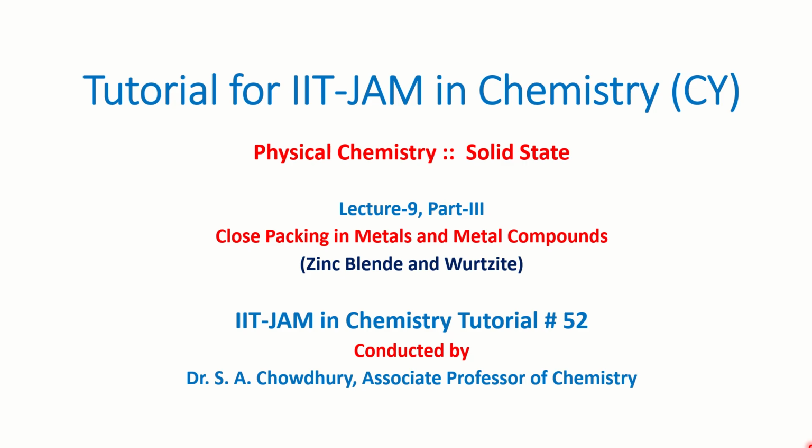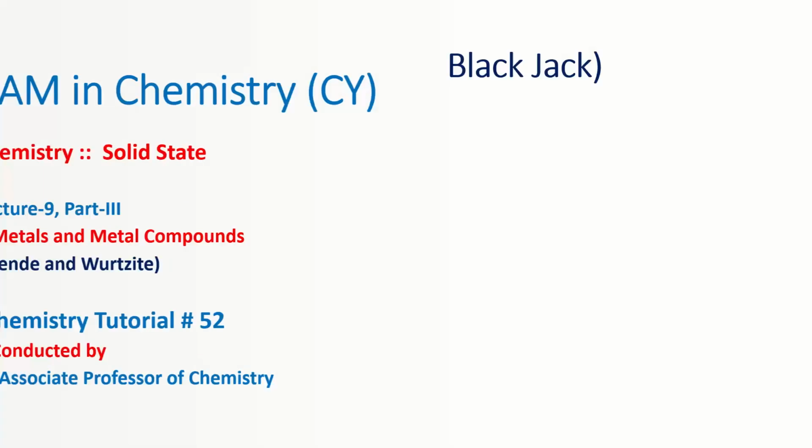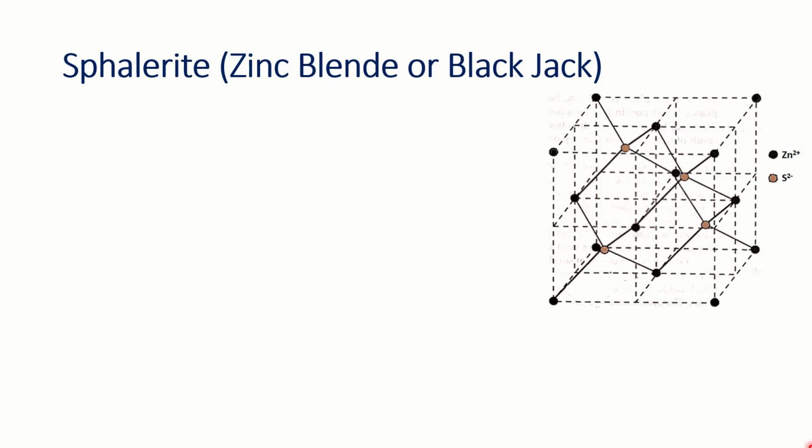In the third part of this lecture number 9, we are going to discuss zinc blende or sphalerite or blackjack and Wurtzite. So let's start with sphalerite, which is also known as zinc blende or blackjack. This is actually the chalcogen ore of zinc, which is zinc sulfide. And zinc sulfide has two structures. One is zinc blende, another one is Wurtzite. So first of all, we are going to discuss zinc blende.